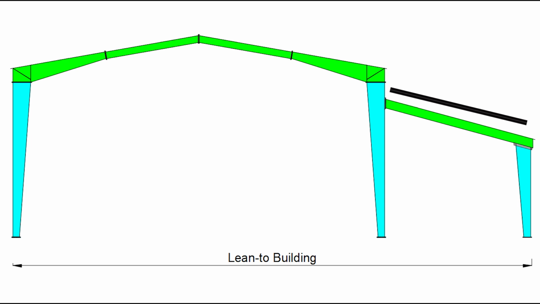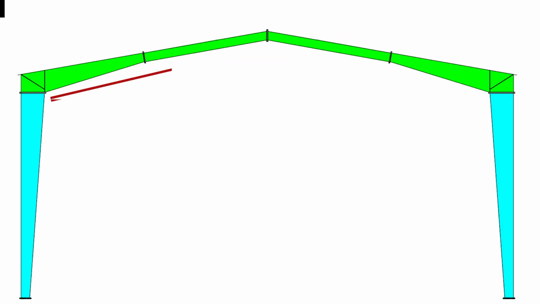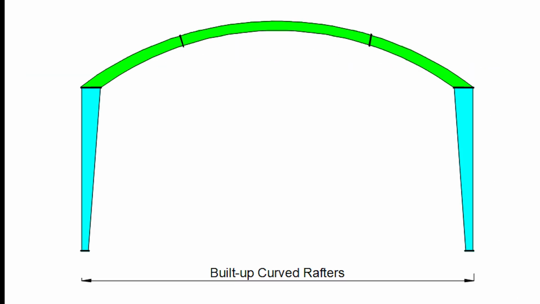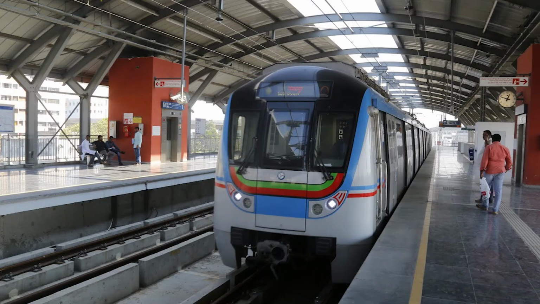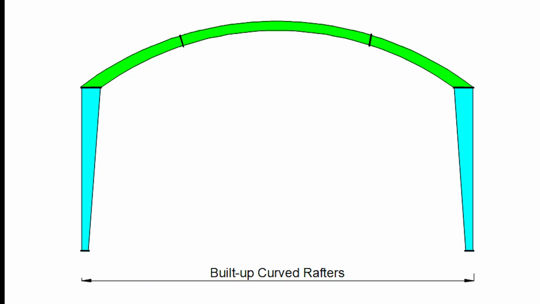Next is built-up curved rafter. This type of building has a curved rafter. You may have noticed that all previous buildings had straight rafters, but this building has curved rafters. This type of building is often used in metro stations or aircraft hangars. Curved rafters give the building a unique look. The maximum practical width of this type of building is up to 50 meters.